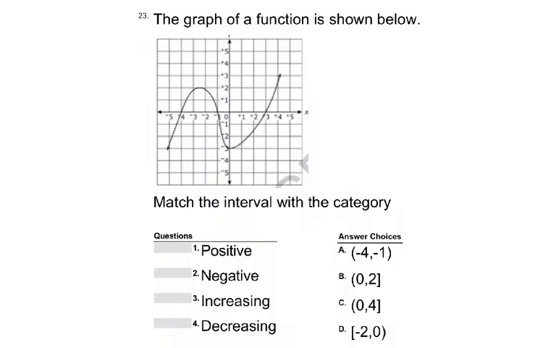Okay, so these actually match like this. So it's positive from negative 4 to negative 1 because it's above the x-axis. It's negative from 0 to 2 because it's below the x-axis. It's increasing from 0 to 4 because it's going up. And then I'll do another color. It's decreasing from negative 2 to 0 because it's going down.